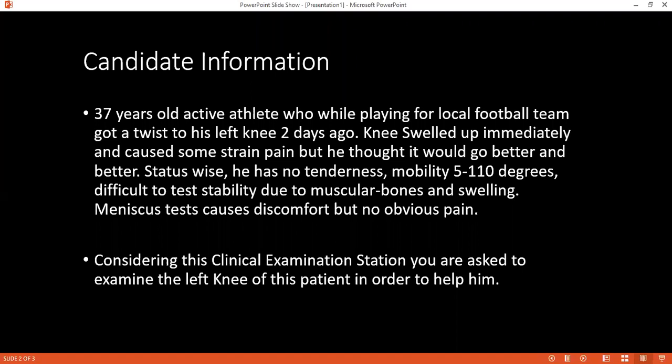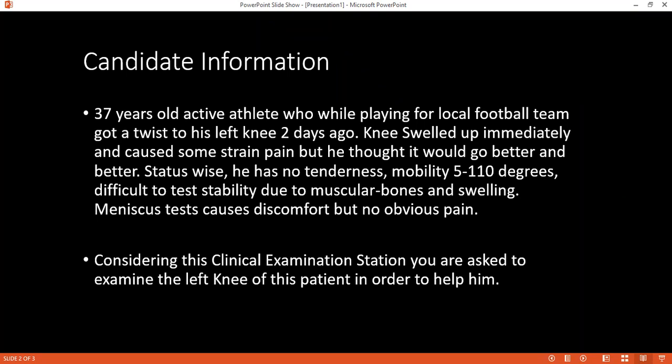Is it wise, once you're thinking that the injury could be of the MCL or ACL, to start with the posterior sag sign special test? Would that be wise to do in examination?